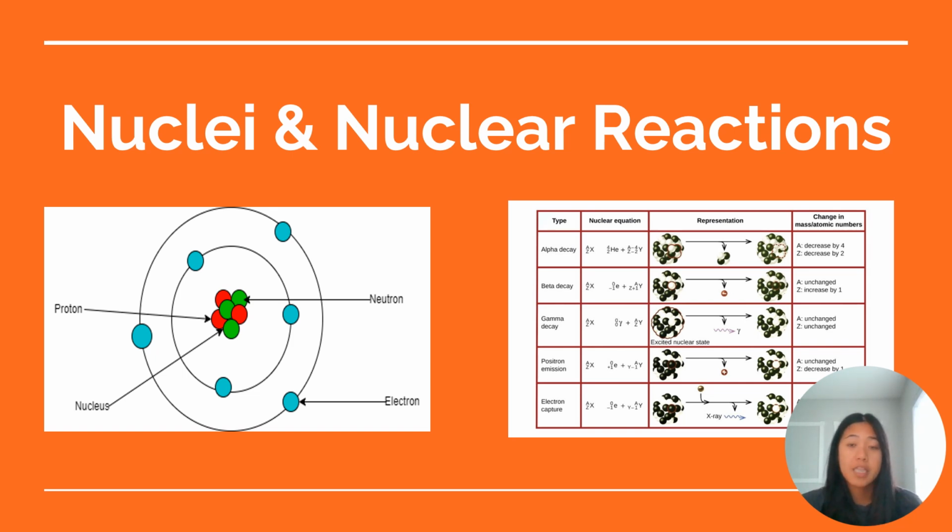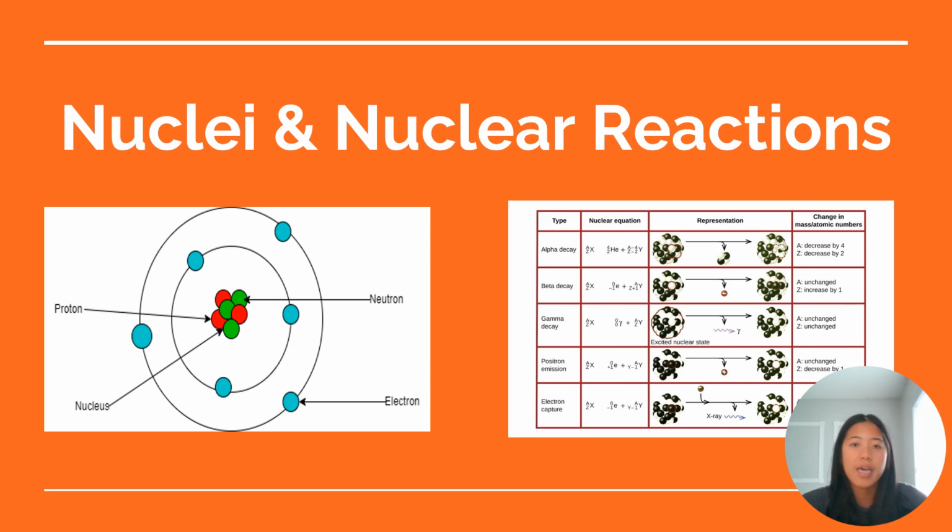So with the exception of hydrogen, all nuclei contain protons and neutrons. The image on the left is a basic depiction of a nucleus that contains 3 neutrons in green and 3 protons in red, and then you can also see the blue electrons that are in orbit.